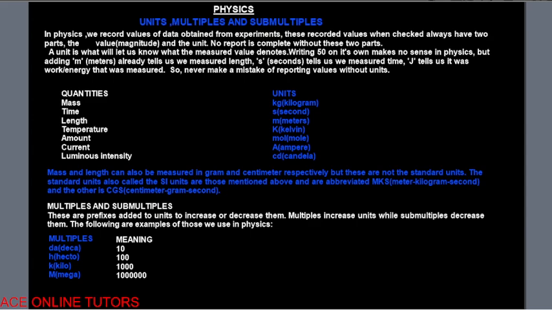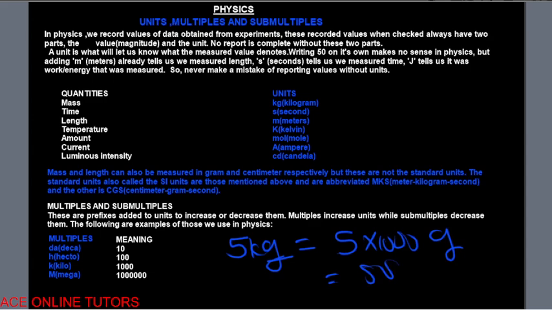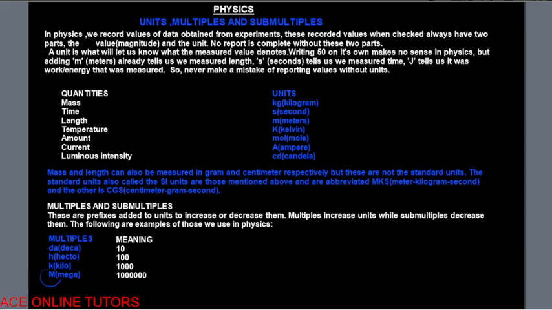Or you see that somebody writes 5 kilogram. What this means is that we have 5, then this kilo, you go and look at the value of kilo. Kilo is what? Multiply by 1000. So you multiply it by 1000, then you put your gram. So this is 5,000 gram. That's the value of 5 kilogram. So you have to know all of these stuffs. They are very easy. If you have mega, it means multiply by 1 million. So you have to know them.